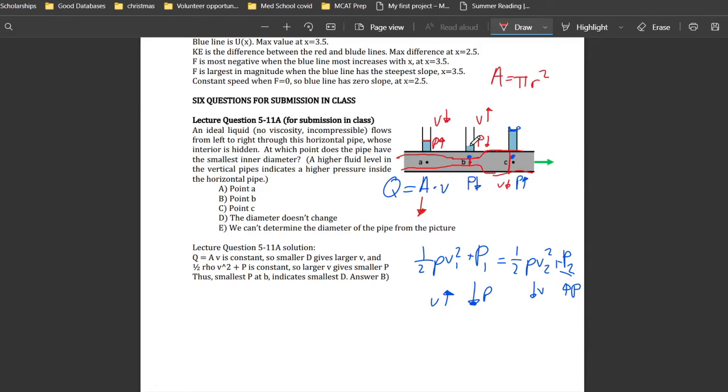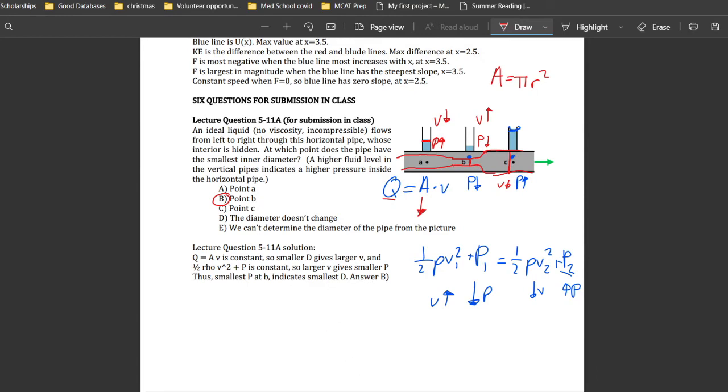So with all this information in mind, we can see that B is the answer because pressure is lowest, which means that velocity is highest. And since velocity is highest, and we know that flow rate stays the same, that must mean that the cross-sectional area has decreased, which results in point B having the smallest inner diameter. And that is why B is the answer.